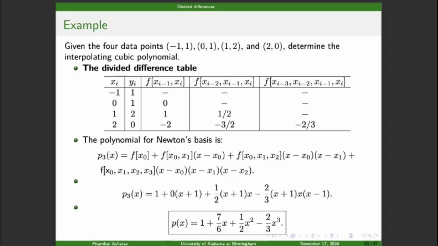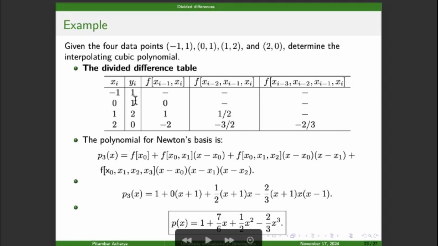Suppose we have four data points: negative 1, 1; 0, 1; 1, 2; 2, 0. To determine the interpolating cubic polynomial using the divided difference table, we construct the table like this. In the first column, we write the values of xi: negative 1, 0, 1, 2. In the second column, we have the yi's: 1, 1, 2, 0. In the third column, we have no calculation for the first row, so it starts along the diagonal.